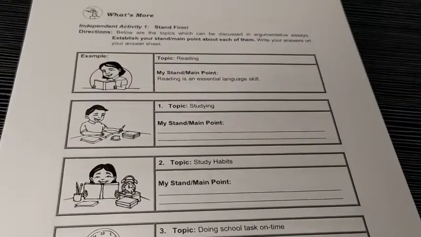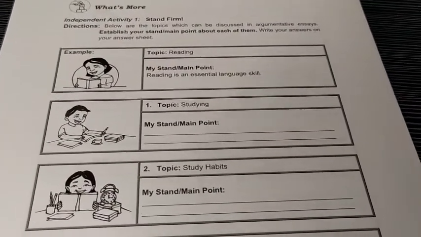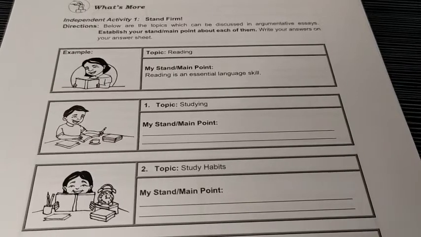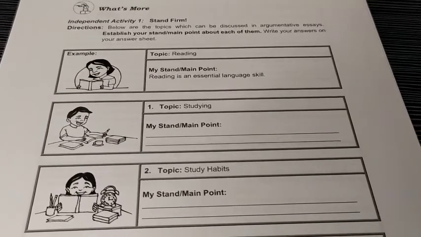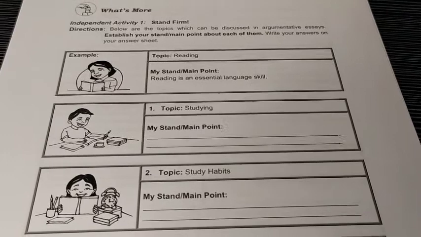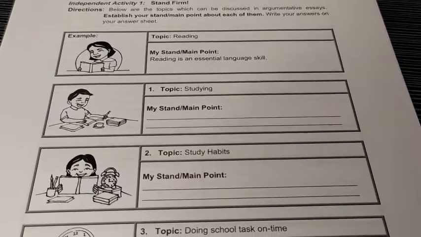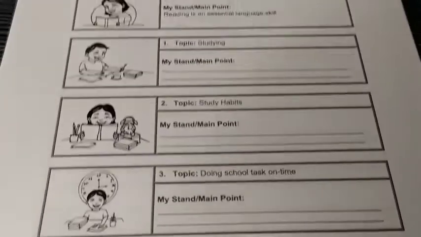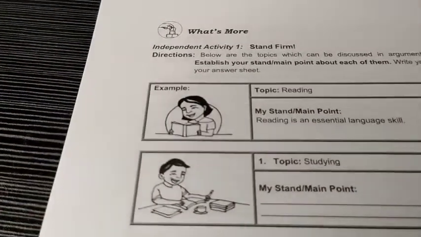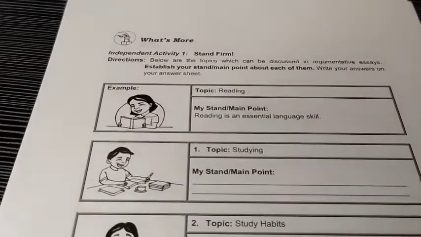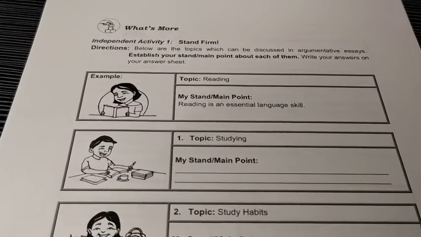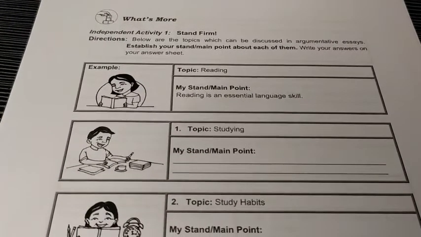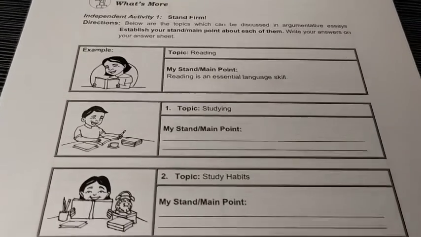For your independent activity number 1, stand firm. Below are the topics which can be discussed in an argumentative essay. Establish your stand or main point. You will make your own stand about the illustration. For example, this one, studying or reading. Reading is an essential language skill. So that is your stand, that you believe reading is an essential language skill.